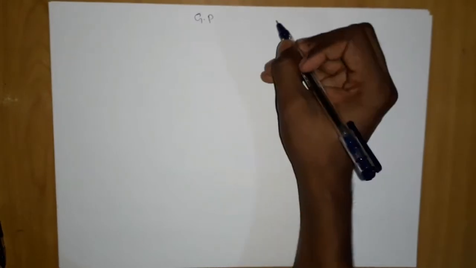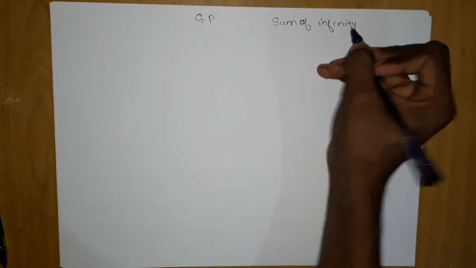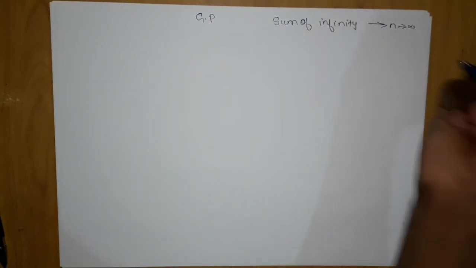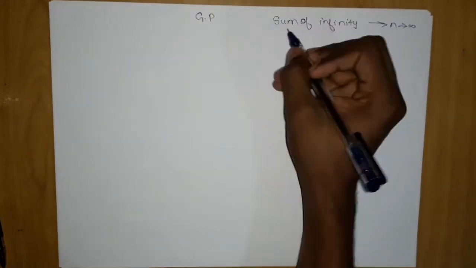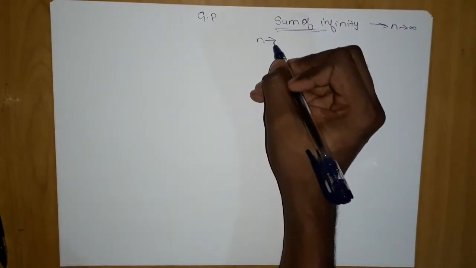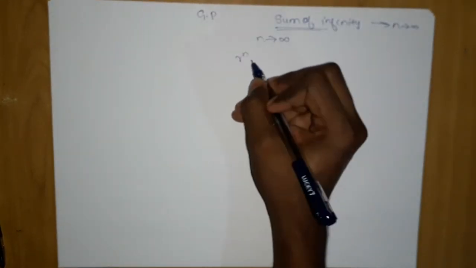When we were studying GP, remember, there was also one type of GP called sum of infinity, where they specially mentioned that n tends to infinity. Now if the GP tends to infinity and we want to find the sum of infinity, then n tends to infinity, so r power n will tend to 0. Same goes for r power n minus 1, which will also tend to 0.